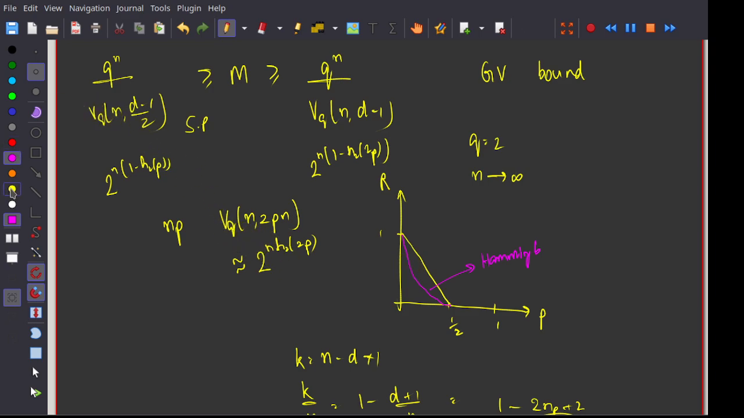But on the other hand, if I look at 1 minus h2 of p, this becomes 0 for p equal to a quarter. So this is the GV bound. Even for asymptotically large n, this is sort of the best achievability that is known, the blue curve. So far, the best upper bound that we have is the Hamming bound for asymptotically large n. For asymptotically large n, the Hamming bound is better than the Singleton bound. And now there is this big gap between the GV bound and the sphere packing.